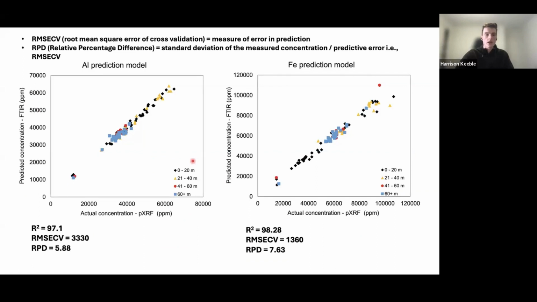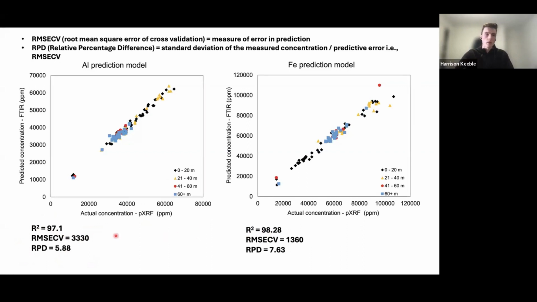To identify the success of the model and how well it's predicted the chemistry, we look at these three values here. The R-squared value is essentially how well the data fits to a 1-to-1 line, with 1-to-1 being a perfect prediction. You can see both of these are pretty exceptional, the highest we would have gotten up to this point in the lab.